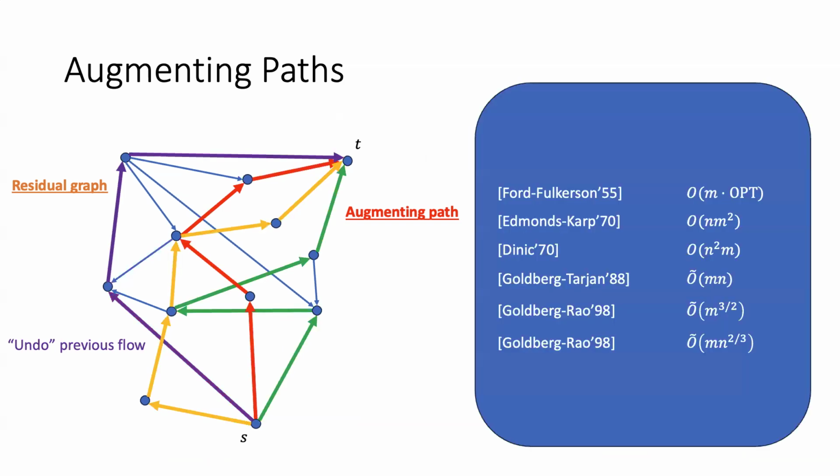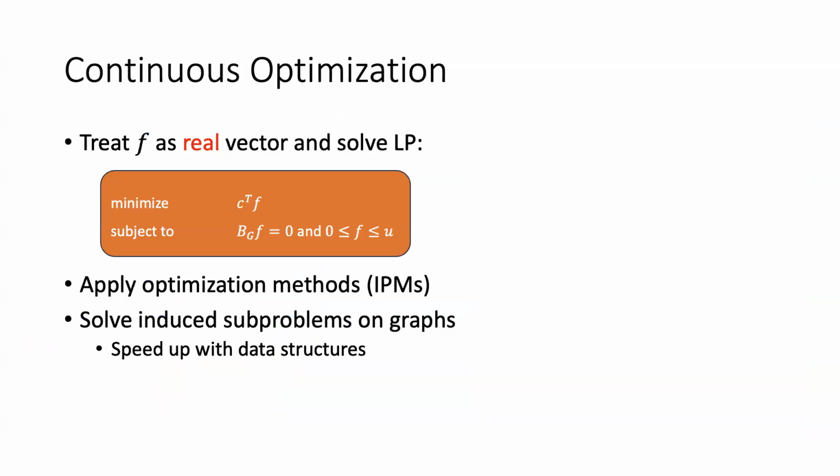maximum flow. This concept was first introduced by Ford and Fulkerson, and subsequently, there have been a lot of improvements on finding a single augmenting path faster or finding multiple ones at the same time. And at the end, we have the Goldberg and Rao algorithm, which runs in time m times n^{2/3} or n^{3/2}. This was the best combinatorial algorithm for max flow.